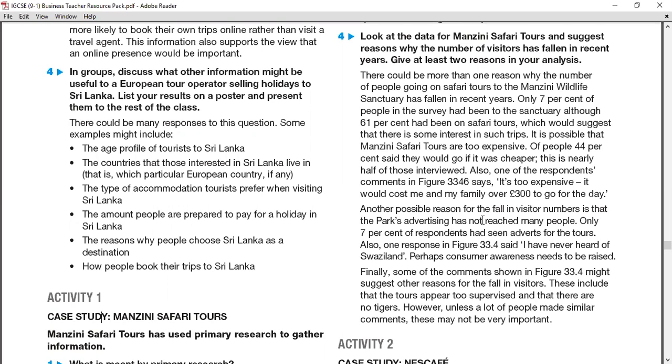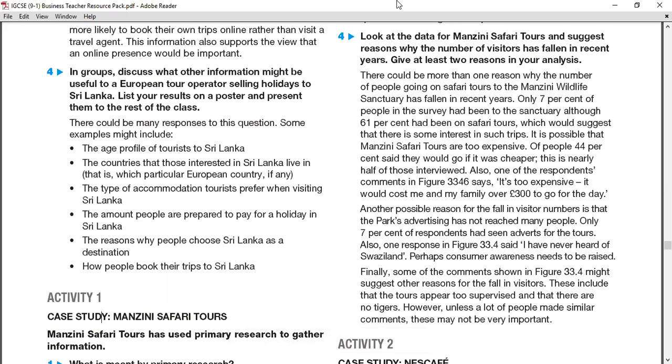So another possible reason for the fall in visitor numbers is that the park advertising has not reached many people. Again, they support it with the application. Only 7% responded that they had seen the advertisement on the website or somewhere. And then they say, I have never heard about Swaziland. It's pathetic. You have to make your country famous, you have to advertise your country. And finally, they say some comments have shown other possible reasons for fewer visitors. This includes that the tours appear to be supervised always, and there are no tigers, so attracting points are not there. However, unless a lot of people made similar comments, these may not be very important, right?